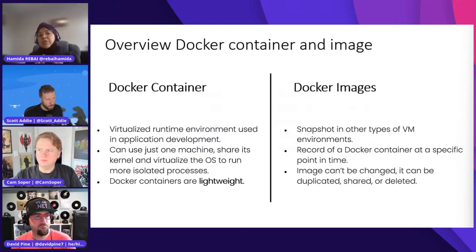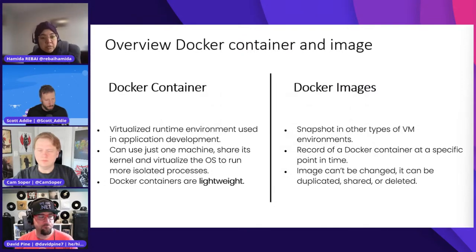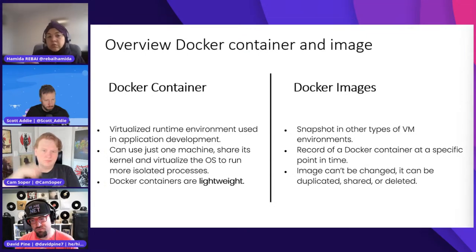Now we'll see the difference, because we talk about container, talk about image, but what is the difference between them? A Docker container is a virtualized runtime environment used in application development. So with Docker, we are able to create, run, and deploy applications that are isolated from the underlying hardware. A Docker container can use just one image and one machine, share its kernel, and virtualize the operating system to run more isolated processes. So Docker containers are lightweight.